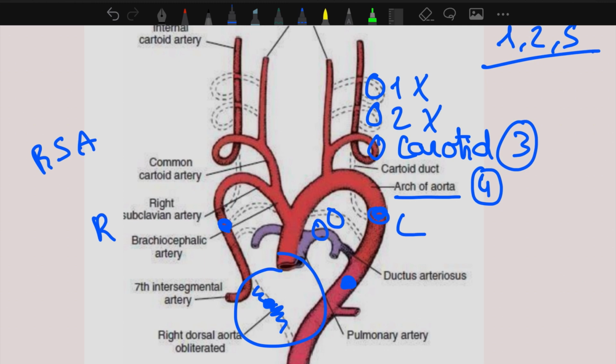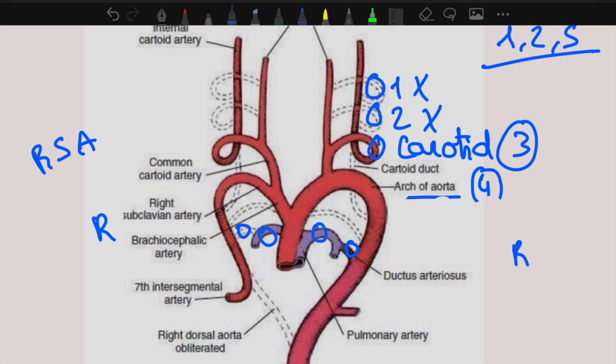Then, as you can see here, there is a difference between the left and the right sixth aortic arch. So basically, we divided them into a proximal part and a distal part. So that's the proximal part, and that's the distal part.